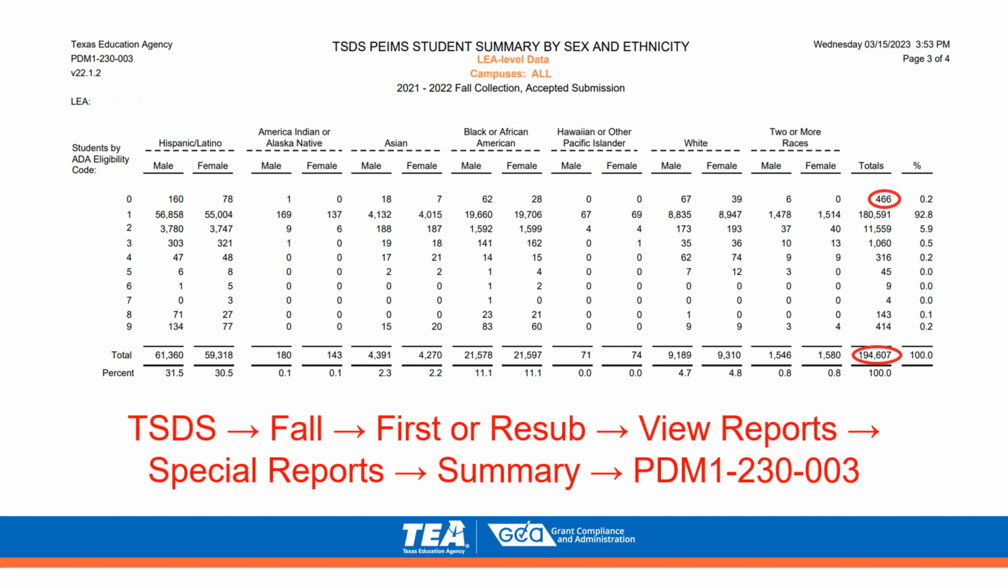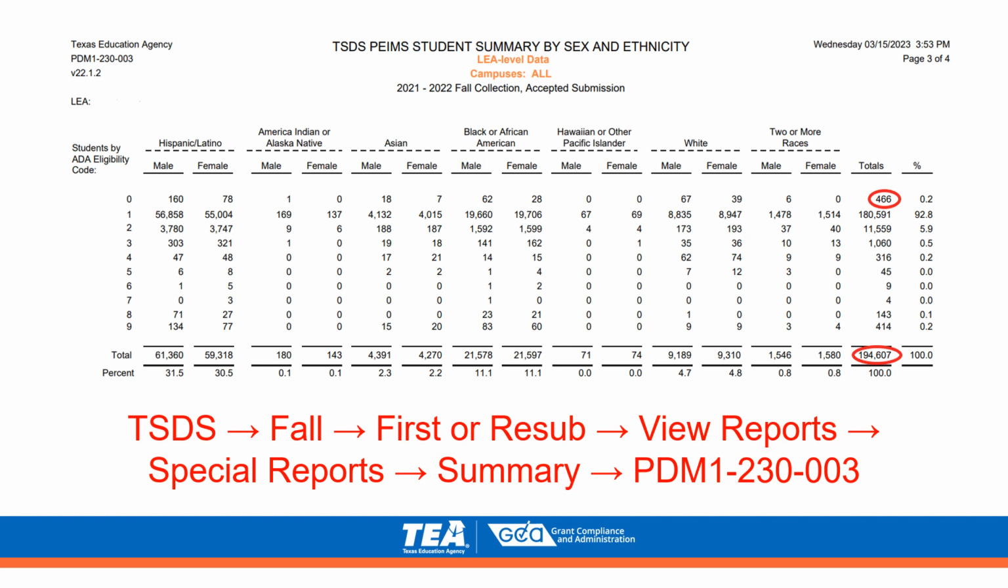Membership is the number of students actually receiving instruction by attendance in a public school, as opposed to being registered but not yet receiving instruction, minus the number of students who are served for fewer than 2 hours per day. This count is derived by taking the LEA's total enrollment figure found on the TSDS PEAMS report, PDM 1 230-003, student summary by sex and ethnicity, and subtracting the student count on row 0, eligibility code.